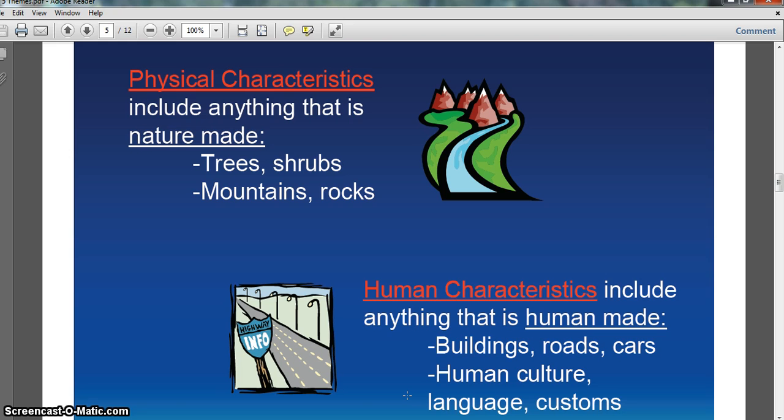Human characteristics are anything that would be made by humans. Buildings, roads, this school, for instance. Human culture, language, customs, food, etc. Clothing, those are all human characteristics of place. So when geographers describe a place, if we include all the physical features or physical characteristics, along with the human characteristics, culture, customs, buildings, roads, etc., we get a pretty good idea of what the place is like.